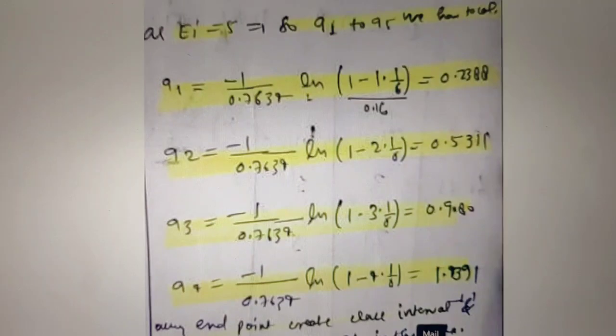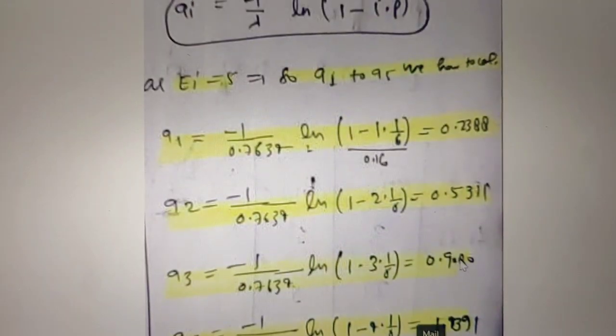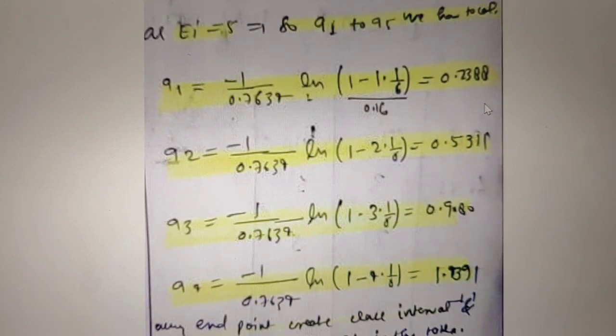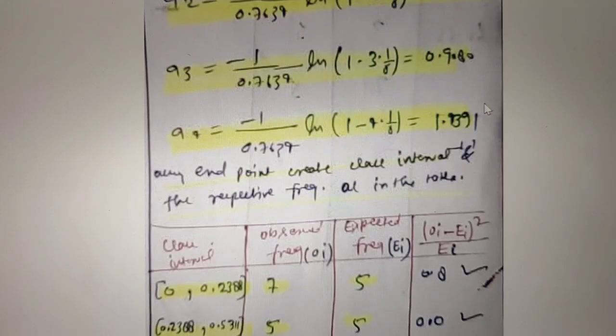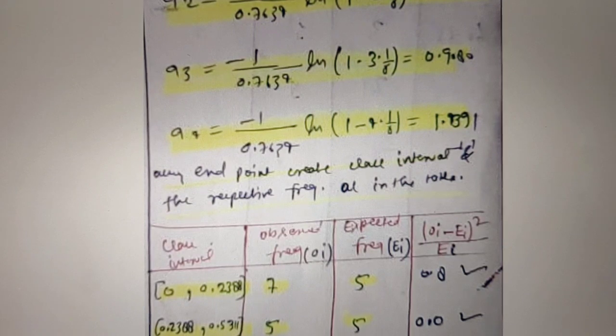So here the value of a1 gives us the limiting value of the first interval, that is 0 to 0.2388, and for the second interval we use 0.2388 to 0.5311. For the third, 0.5311 to 0.9048, and similarly for a4. And now we have to use these interval values and represent the frequency of the given data in tabular form.